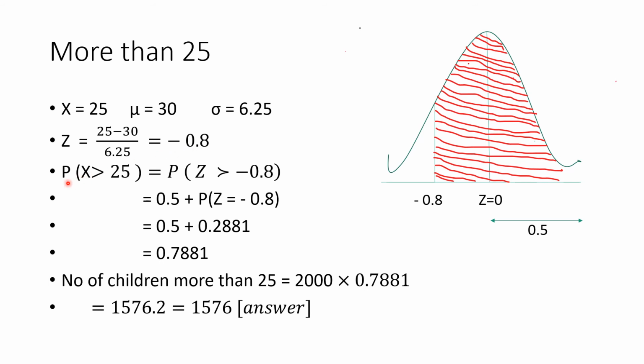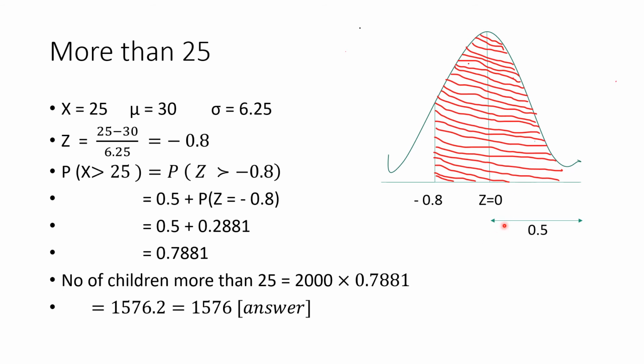So, the probability of x greater than 25 is equal to the probability when z is greater than minus 0.8. Coming over to this graph, this vertical line shows z is equal to 0, right? And the left hand side line is depicting minus 0.8. Now you can see that you have to calculate the probability when z is greater than minus 0.8. So this whole shaded area is your answer. You have to calculate the probability of this shaded area.